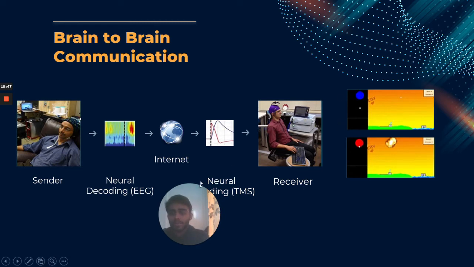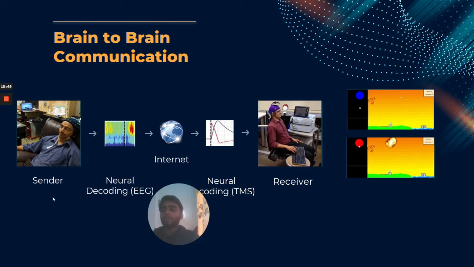So what you are seeing on my screen right now is a communication between a sender and a receiver. I'll explain. This is an experiment going on in a BCI lab in a university. So the sender can see the game. He wants to hit an object, but he can only see it. He cannot control it. And there's a receiver sitting in the other room. He cannot see what's going on the screen, but he has the keyboard that can control that game.